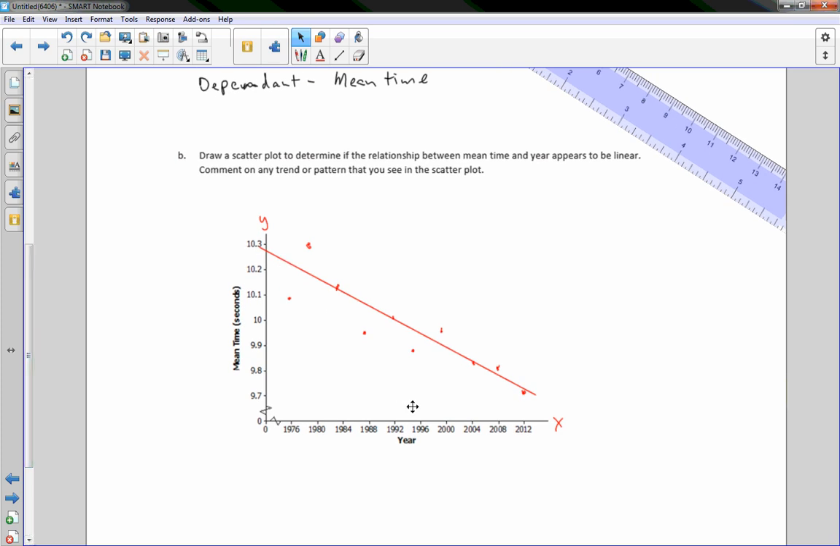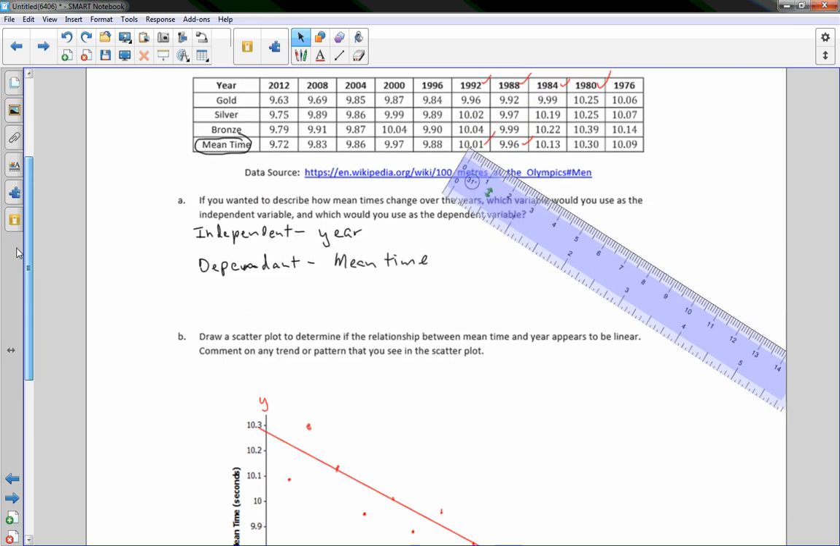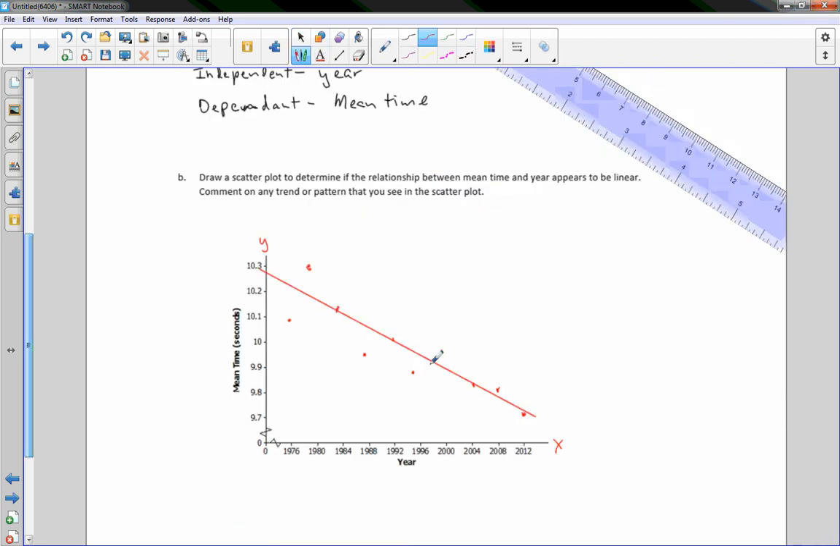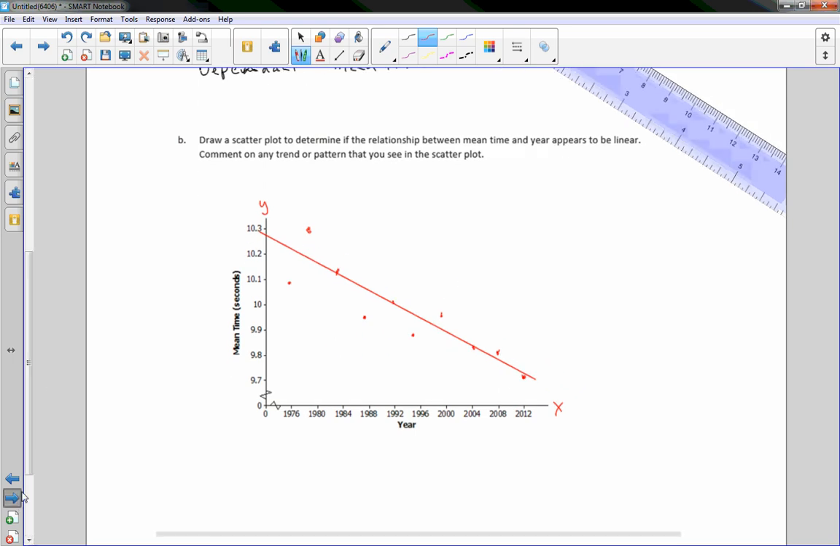So what does that mean? Mean time, well, what is this? It's a 100-meter race. If it's taking less time for runners to do it, it means that humans are getting faster. As the years go by, they're getting faster and faster. They're finishing the race quicker, so they're obviously way faster. There's a big difference between 10.3 and 9.7 in the grand scheme of things. Okay, so there we go.